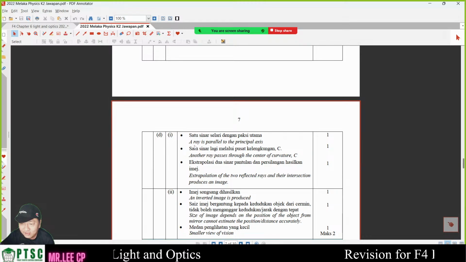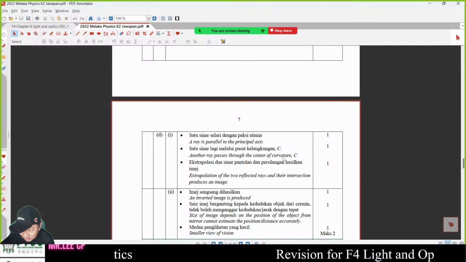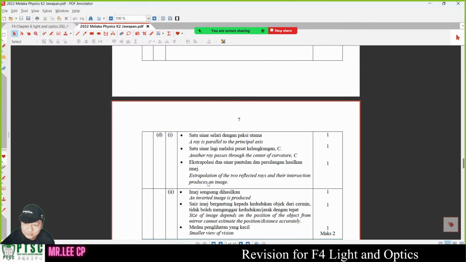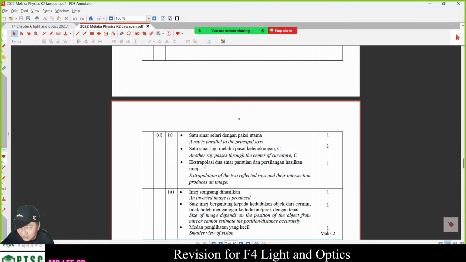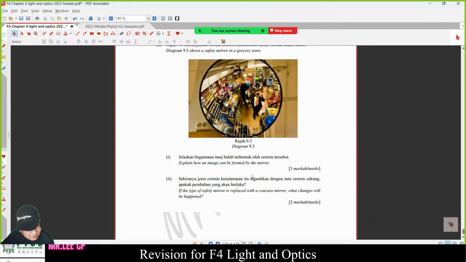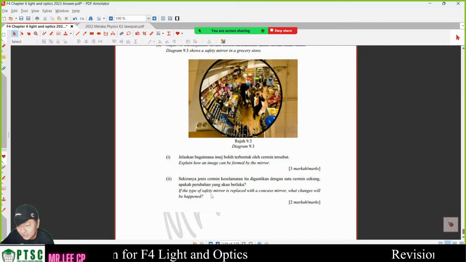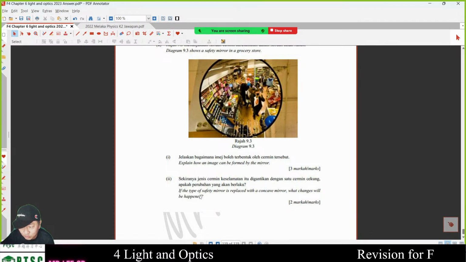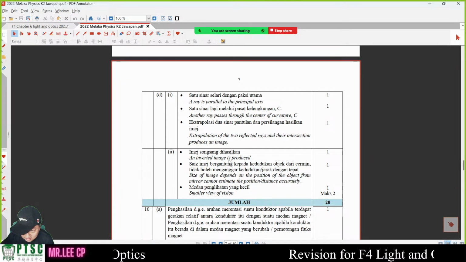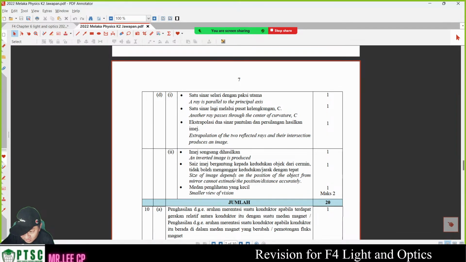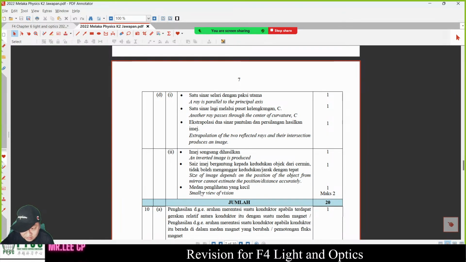You see, a ray is parallel to the principal axis, and then another ray passes through the center of curvature, so you need to talk about the diagram. And then extrapolation of the two reflected rays and the intersection produces an image. Right? I don't think even I can get that. Yeah, that's why this kind of question is very hard. You don't know what they want. When I read, I don't know what they want. Okay, if the type of safety mirror is replaced with a concave mirror, what will change? What is the change that will happen? So the answer will be the size of the inverted image produced, and the size of the image depends on position. Meaning that if further, then it will be smaller, nearer it will be bigger.